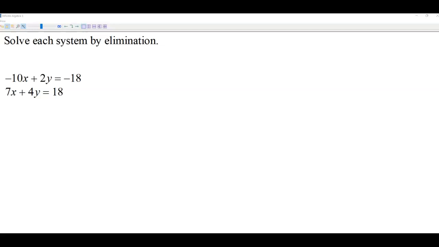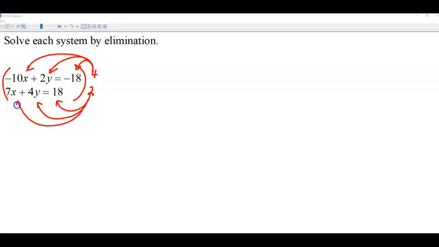This one we want to solve by doing the elimination method. So let's do that. The first thing we're going to do is pick a variable that we want to cancel. I'll go ahead and choose the y variables. I'm going to take their coefficients, the 2 and the 4, and I'm going to flip them. So I'm going to put the 4 on the top and the 2 on the bottom, and then I'm going to distribute them into the parentheses like so. The result of doing that will be these two new equations.